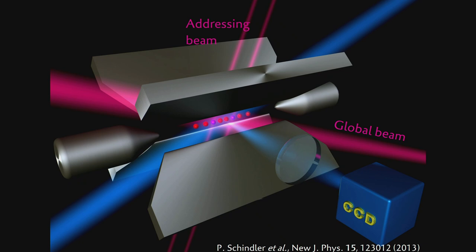Now, to give you an idea of what these things look like, this is an Innsbruck type setup where you have a linear string of ions trapped in a Paul trap. These are four electrodes where the RF electric field is applied. Then you have these end caps where you apply a DC field, a cooling light, a beam with which you can address single ions, and a beam with which you can manipulate the whole string at the same time, and then you detect the fluorescence of the ions using a CCD camera.